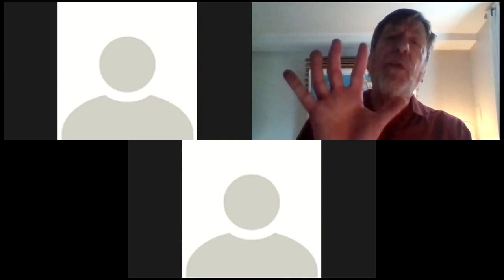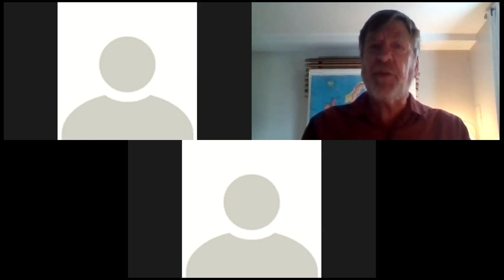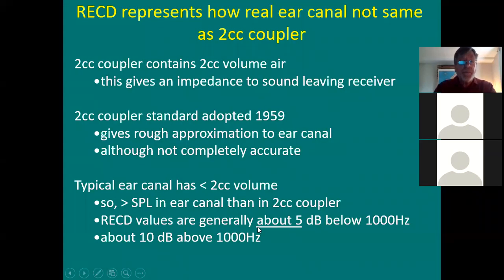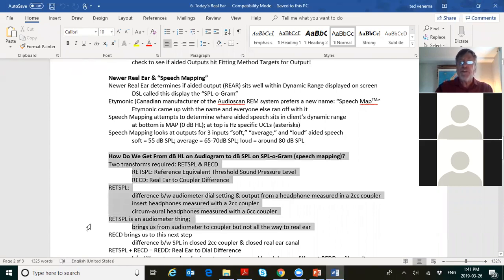But before we go any further about measuring it, let's look at some context. Let's be sure to look at context. And to do that, let's look at our notes. When we go to the notes, let's look at these transforms. Let's just see where RECD fits among everything.